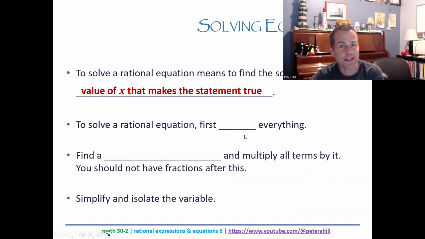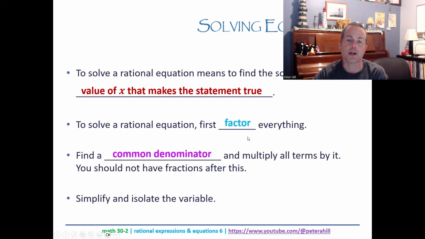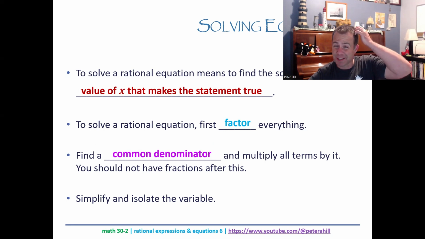everybody's favorite F word, factor everything. Then you're going to find a common denominator and you're going to multiply all terms by that common denominator. And then at that point, if we've done that right, you won't have any fractions. Okay, then simplify and isolate for the variable.